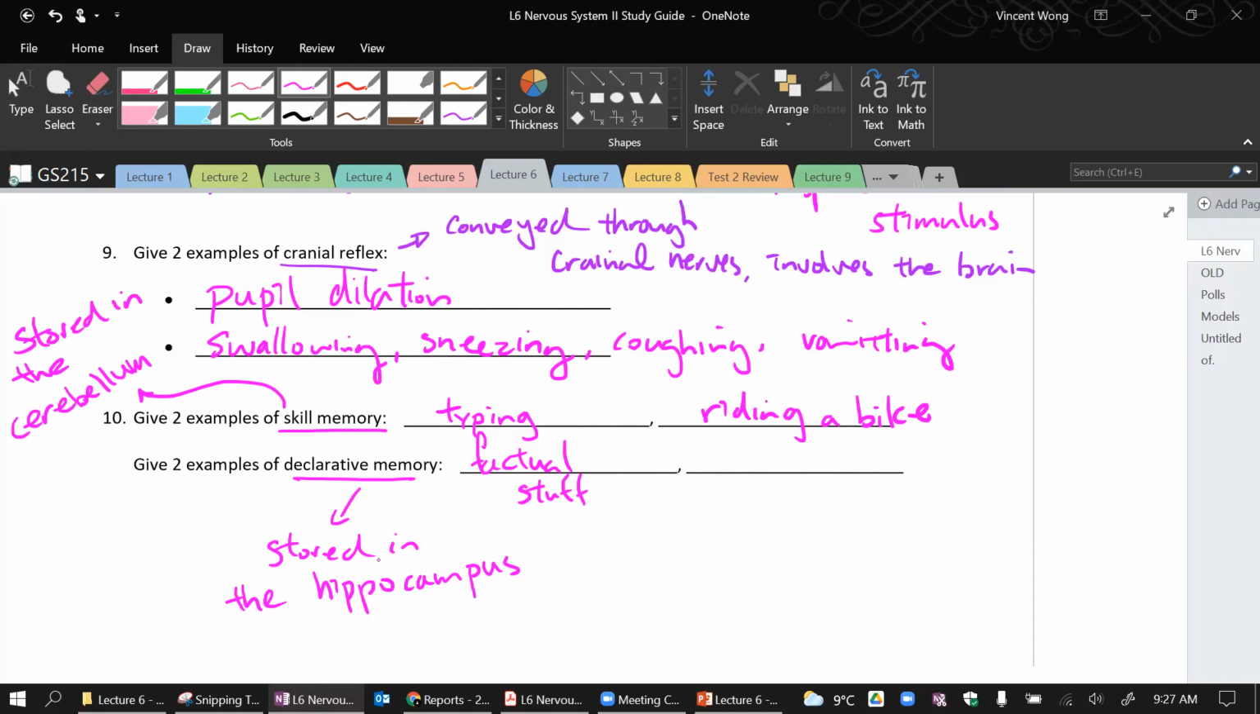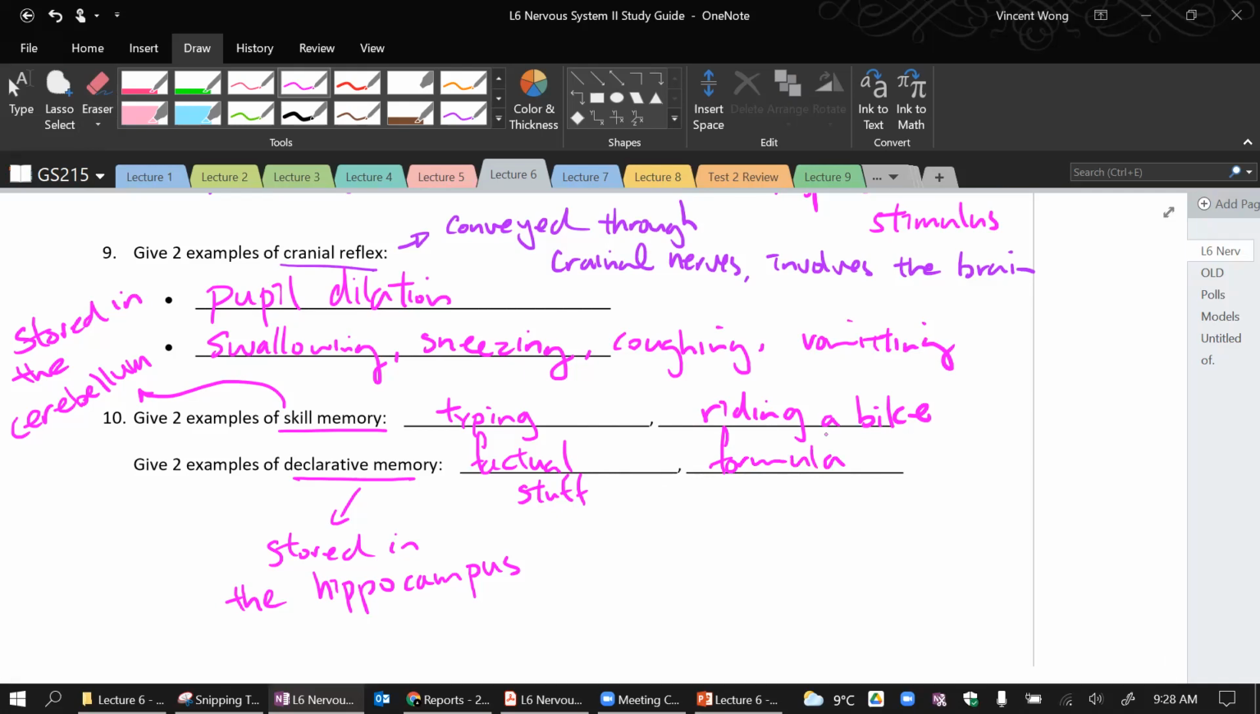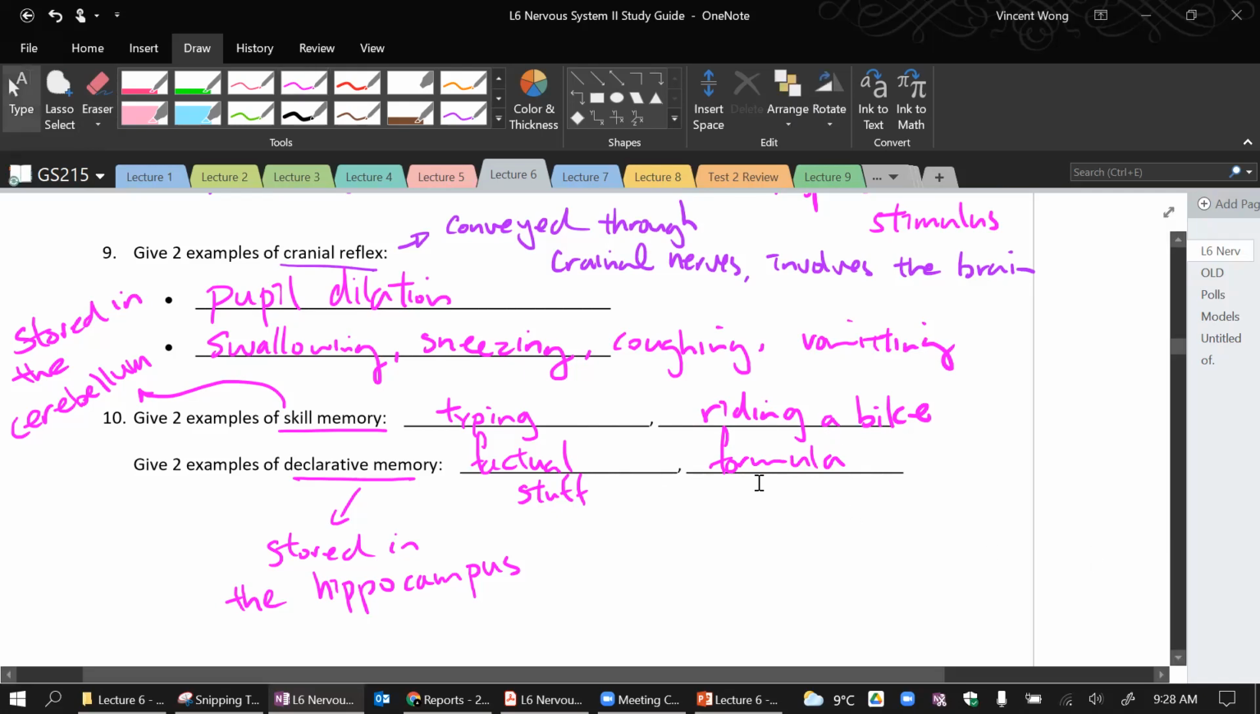Like the times tables. If you have been reciting them since you were a kid, you probably will remember them. Sometimes you might even remember your first phone number because you kept giving it out to people. Remember back in the days, we didn't store phone numbers on our phone, you had to write them down. So people might remember the phone numbers. Another example is formulas. In chemistry, if I say carbon dioxide, you will know it's CO2. That's an example of declarative memory.